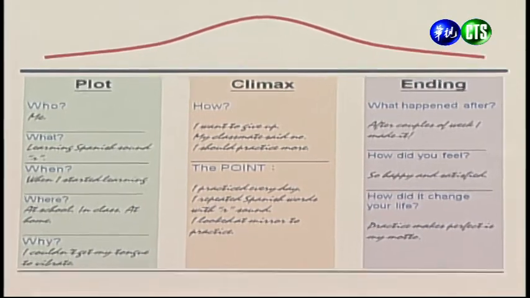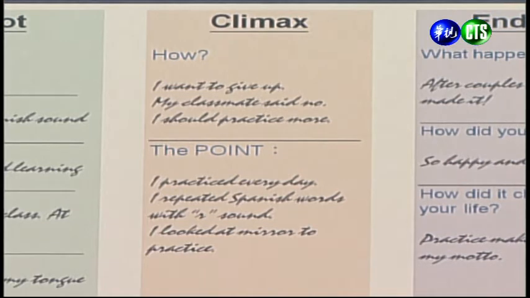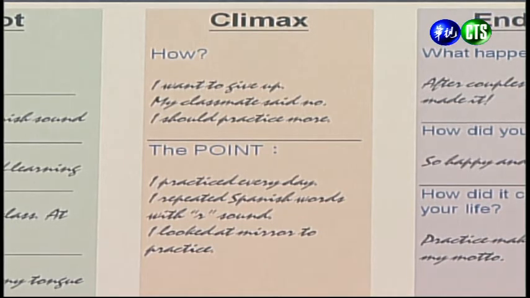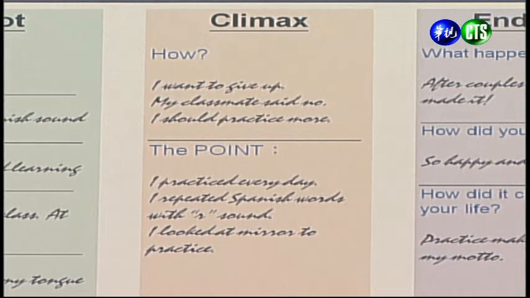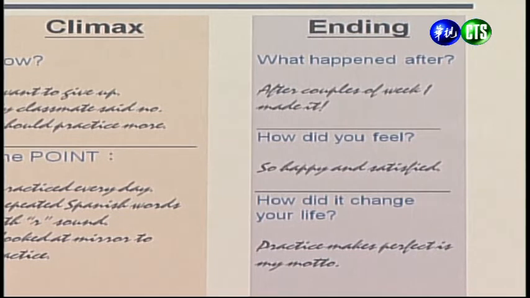And so you can see we have extra details about the main conflict and how the main character of the story practiced to overcome that conflict. And then finally, the last column of our chart shows details about what happened after the problem was solved. And so we have information about how she felt and also what she learned from the experience.